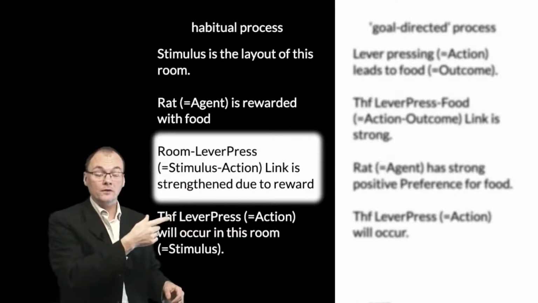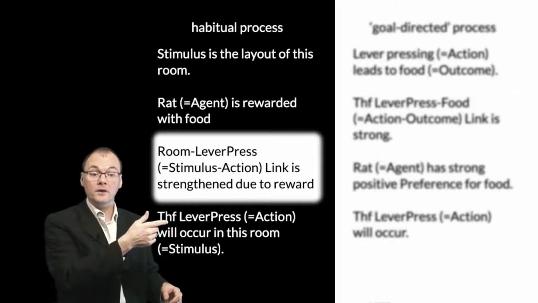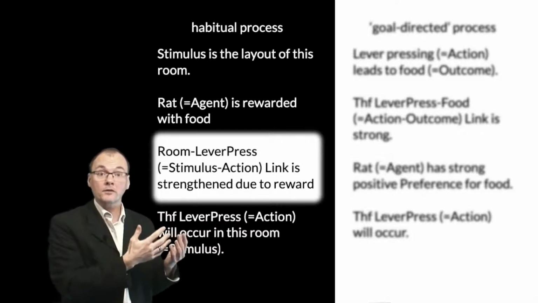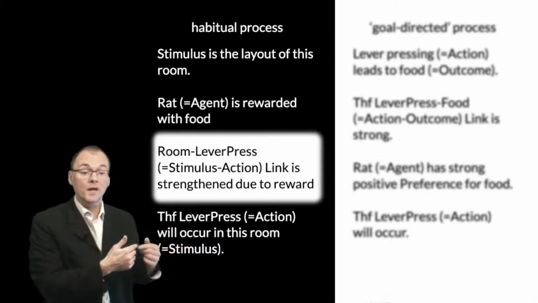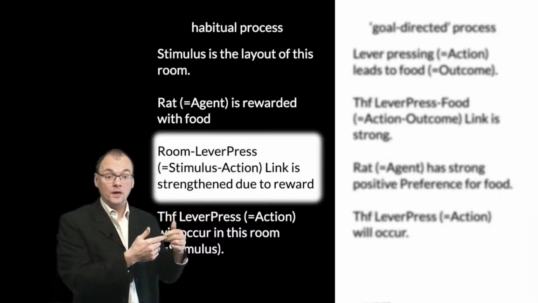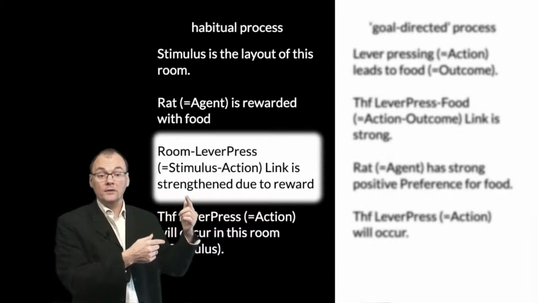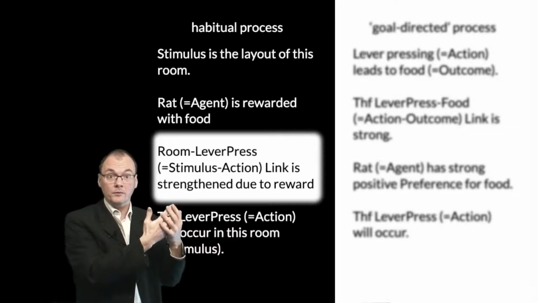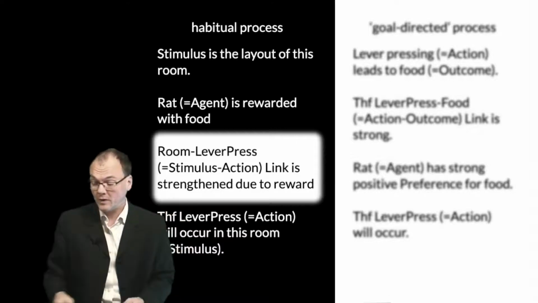So what we should predict on the hypothesis that the rat's behaviour is guided by the habitual process is that the lever pressing will occur much as before. Now, of course, what will happen in the future is that the rat will no longer find the food rewarding, and so it could well be that the strength of the connection between the room and the lever press is reduced over some period of time, right? But we would not expect it to be reduced immediately.